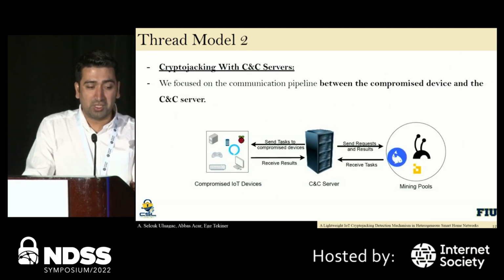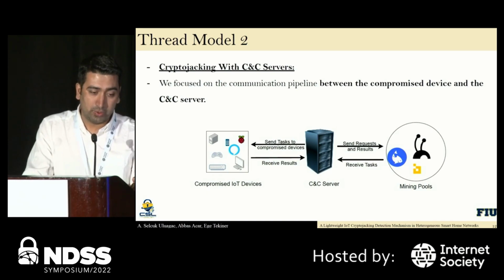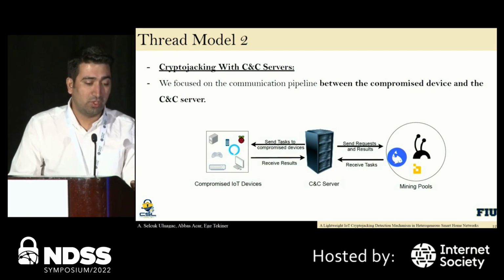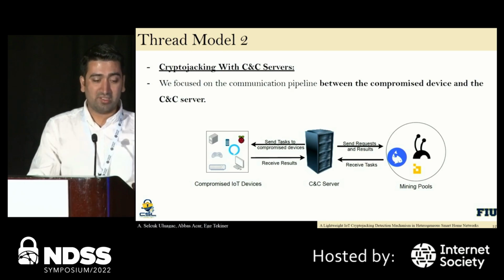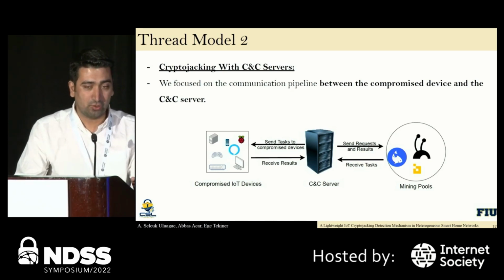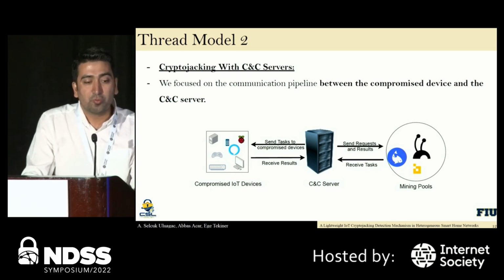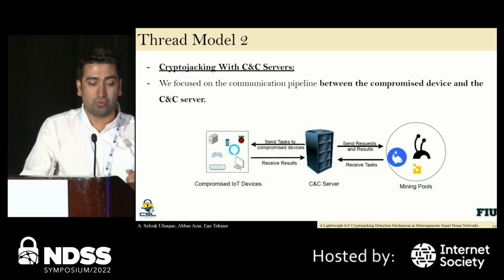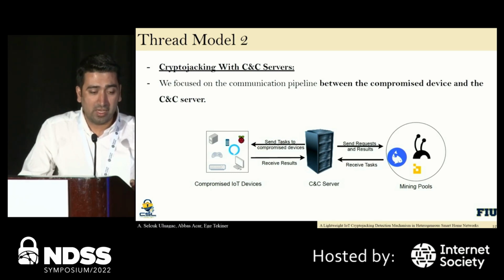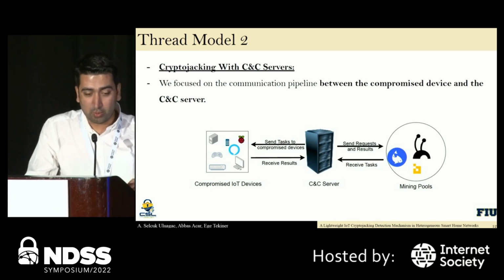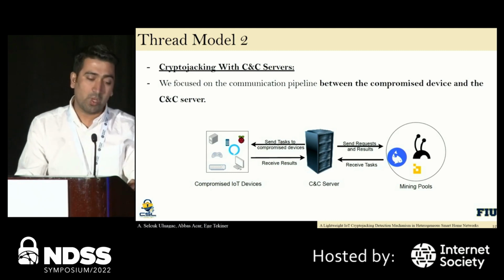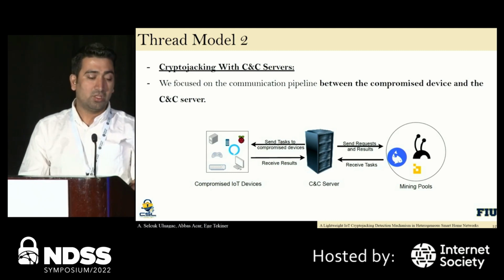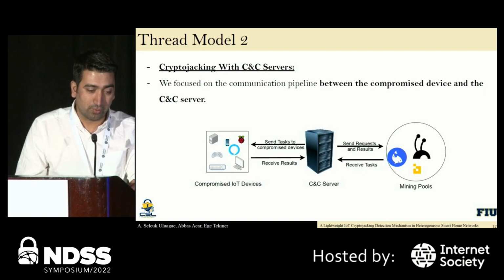And the second threat model includes a CC server. In this one, for example, compromised IoT devices receive the task from a CC server. Actually, this is the same CC server as is used by the botnet. And this task is, in general, taken from the mining pools. And then if the results returned by the devices are valid, the CC servers get the reward.